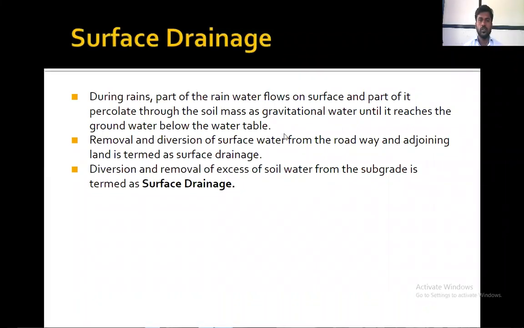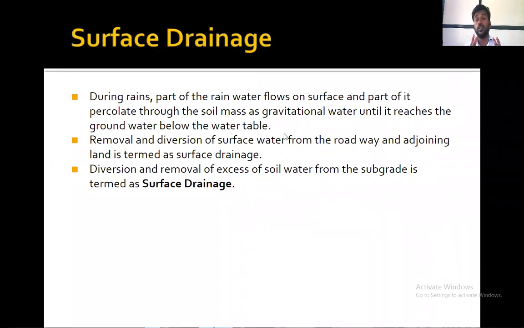Okay, so we will see the surface drainage, how the water from the road is drained. Actually, in the video, they give the demo of collecting the storm water of a city. Okay, now we are only discussing the highways. So during the rain, what will happen?